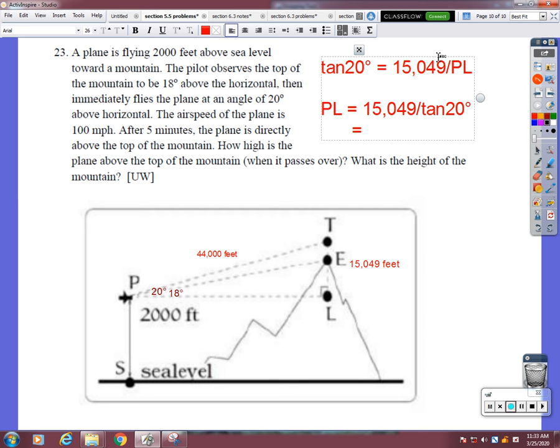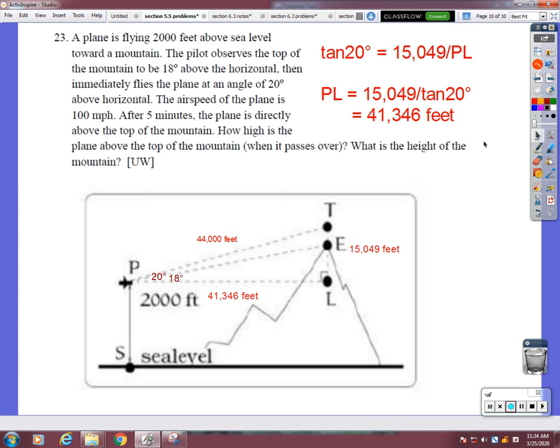If I do that, I get, let's see, divided by tangent of 20. Not sure if I'm doing that right on my calculator. Does that make sense? Yeah, 41,346 feet. Okay, so that little piece is going to go right in here. And now we almost got her licked. 41,346 feet. Okay, so done figuring that part out.